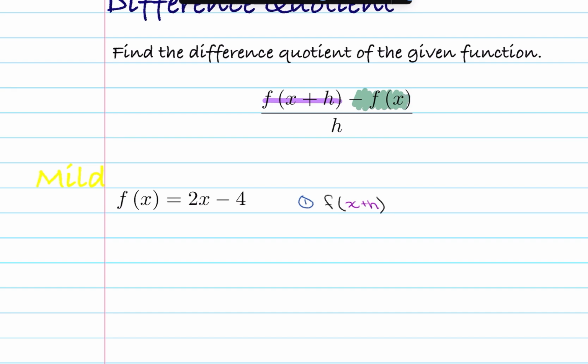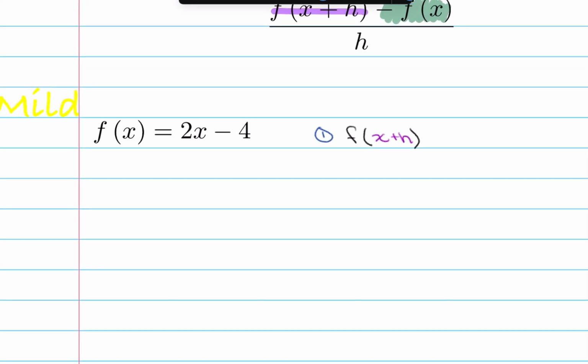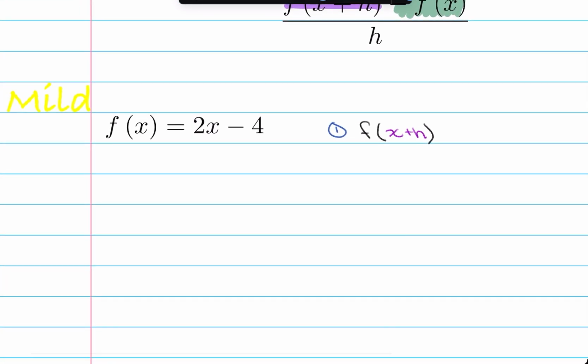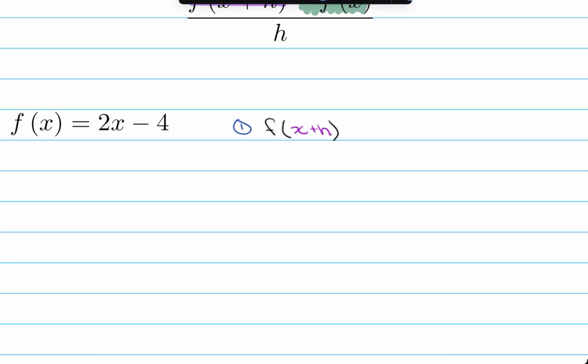So zooming in just a little bit here. First thing that we're going to do is find f of x plus h. Remember, we've done some evaluating, so anytime we see an x, we're going to replace it with the x plus h. I have a video on evaluating if you're still a little confused on that. So that means that I'm going to start off with 2. That's from right here. And then I see an x, so I'm going to replace that x with x plus h. And then minus 4. So the 2 and the minus 4 stayed the same. The x transformed into x plus h.